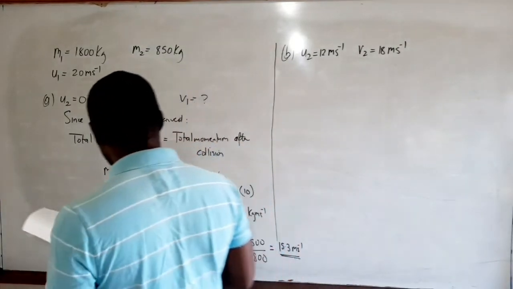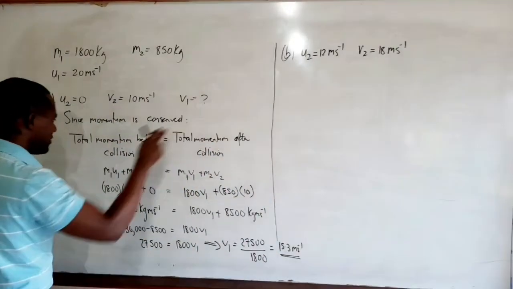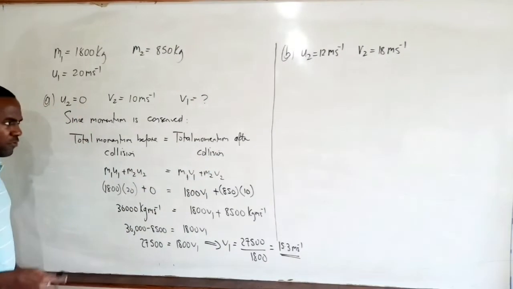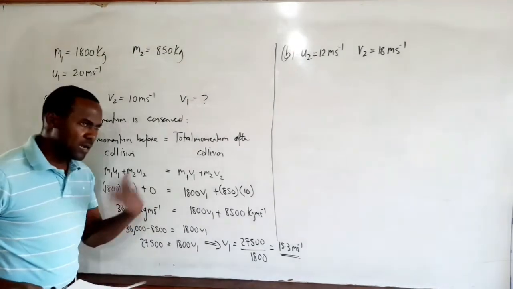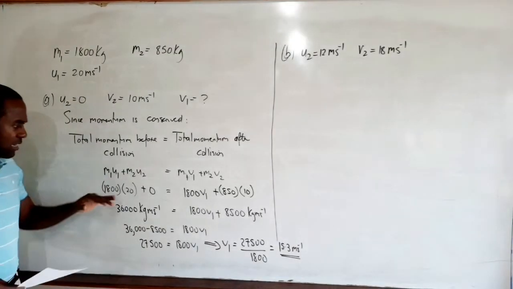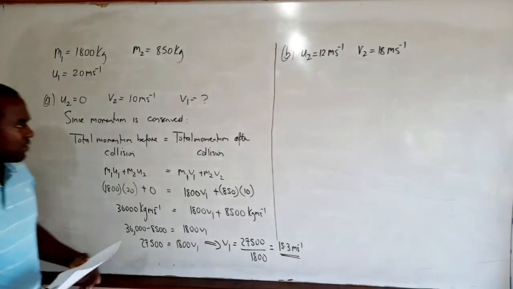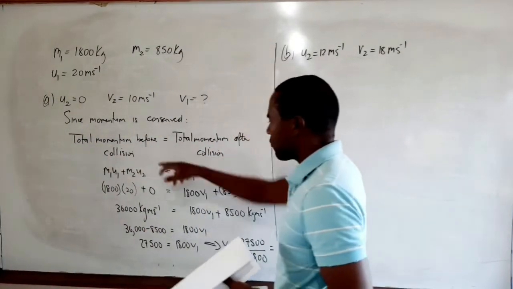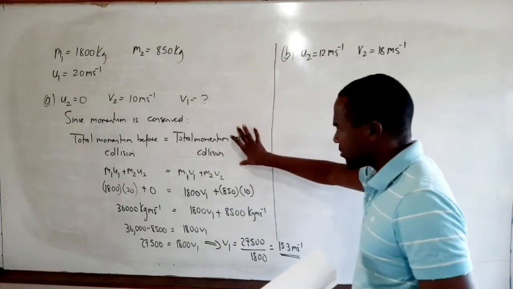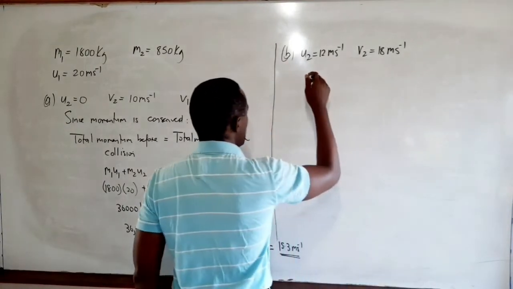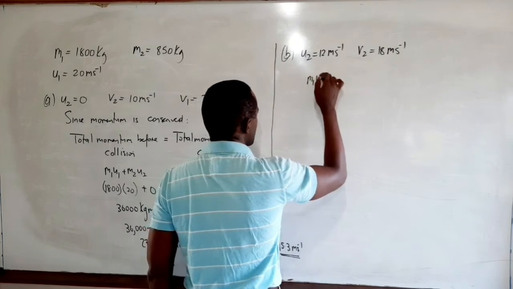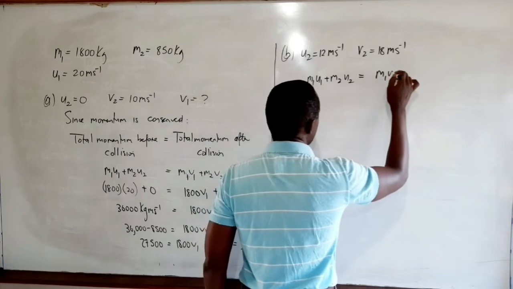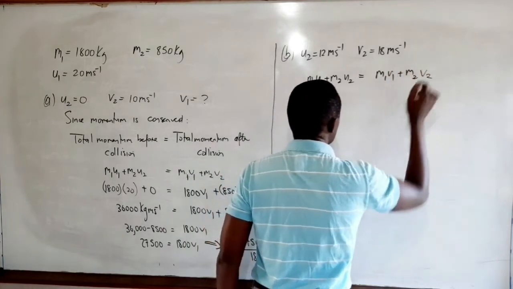So once again, since momentum is conserved, total momentum before collision equals total momentum after collision. But of course, to avoid writing all of that repeatedly, I will just say it and write down the equation and then substitute the values, right? So once again, we have that m1u1 plus m2u2 is equal to m1v1 plus m2v2.